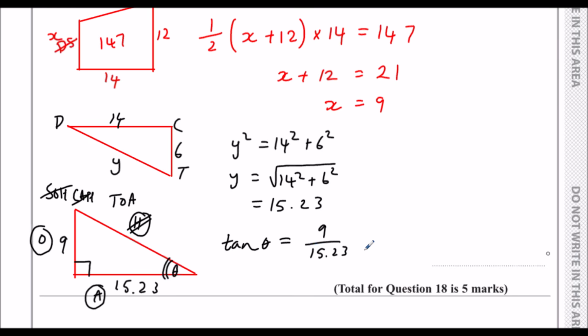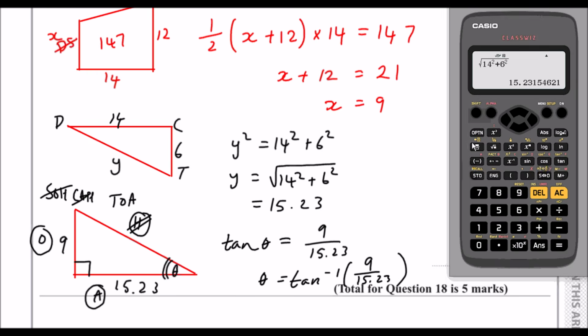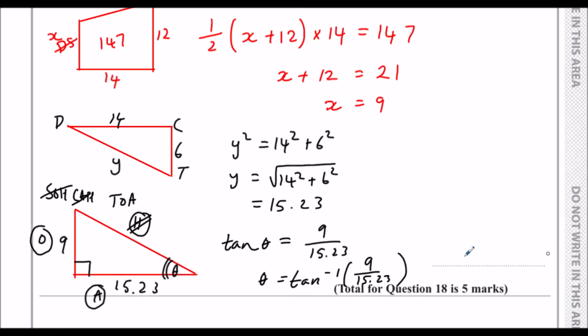To get theta by itself, we do the opposite of tan, which is shift tan, arctan. So we just type that in the calculator, shift tan of 9 divided by our last answer, which was 15.23, press equals, and we get 30.6 degrees.